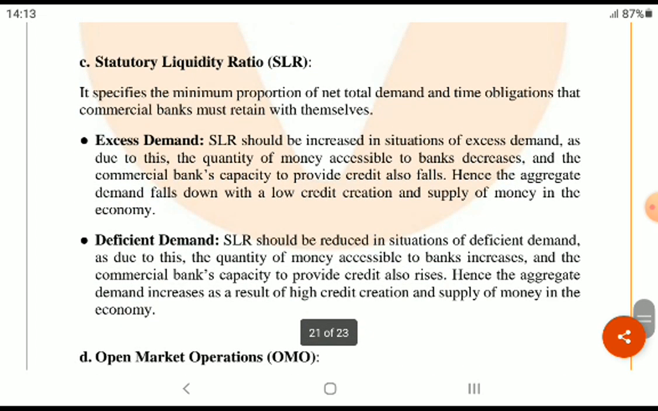Next is statutory liquidity ratio. It specifies the minimum proportion of net total demand and time liabilities that commercial banks must retain with themselves. Excess demand: SLR should be increased in a situation of excess demand, as due to this the quantity of money accessible to banks decreases and the commercial bank's capacity to provide credit also falls.